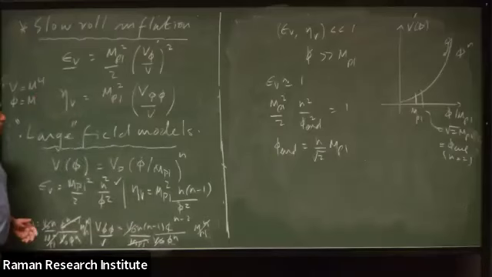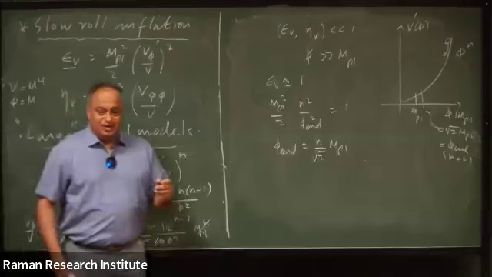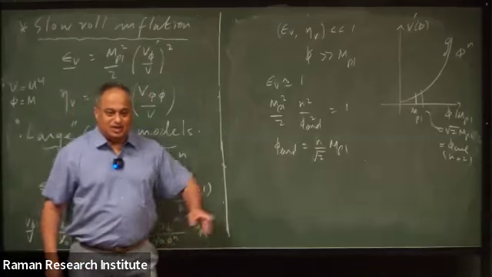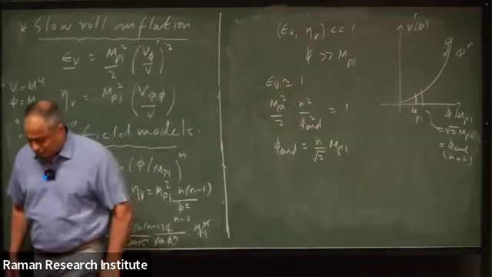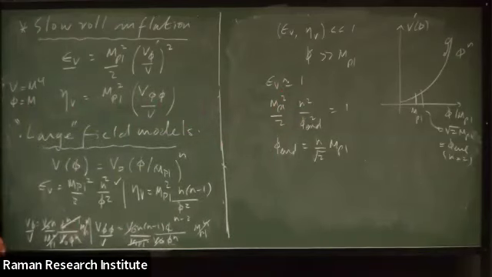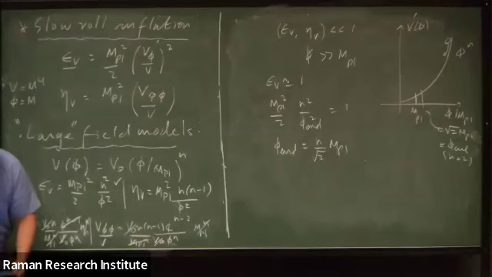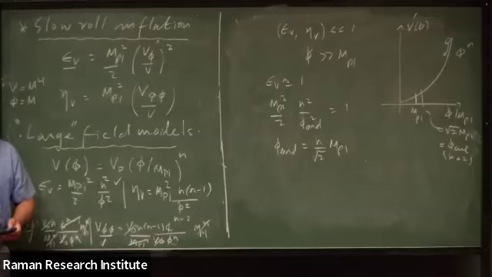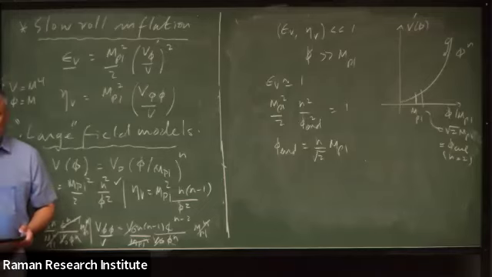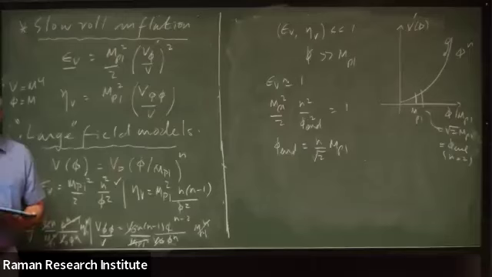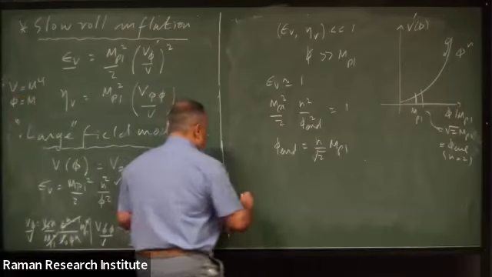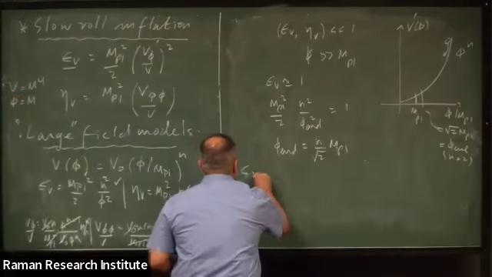Now there is one question that remains to be answered. If I want 60 e-folds of inflation, where should it start? I will answer that in a matter of minutes. Then, apart from large field models, there are also small field models, as you can imagine. It's called a large field model because inflation occurs when phi is much, much greater than MPL. I will let you do the exercise for small field models.